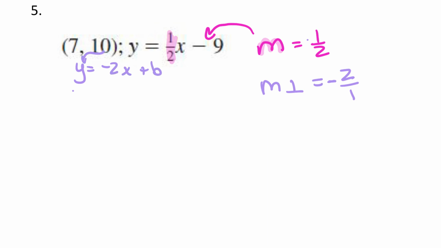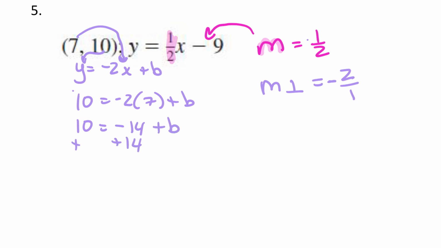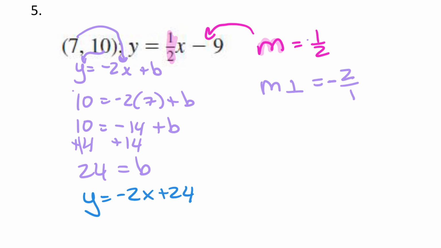I'm going to plug in 10 for y, 7 for x. So I have 10 is equal to negative 2 times 7 plus b. 10 is equal to negative 14 plus b. Add 14. I get 24 is equal to b. So the equation of my line that is perpendicular to that line is y is equal to negative 2x plus 24. And that line is perpendicular to y is equal to 1 over 2x minus 9.